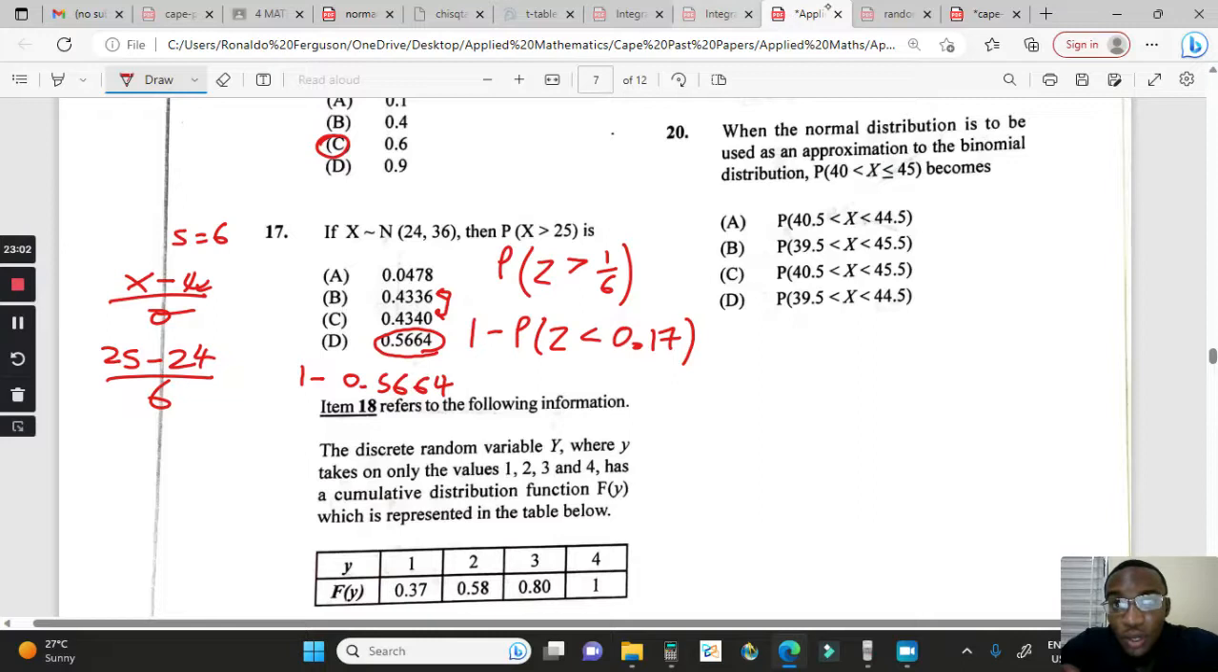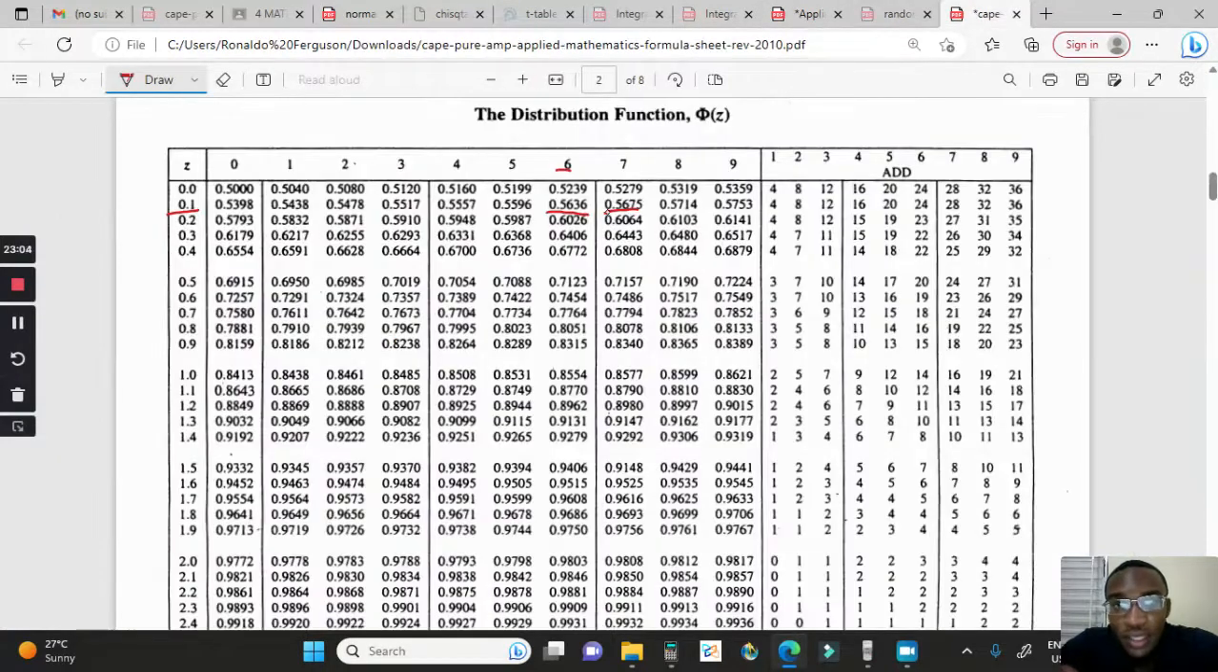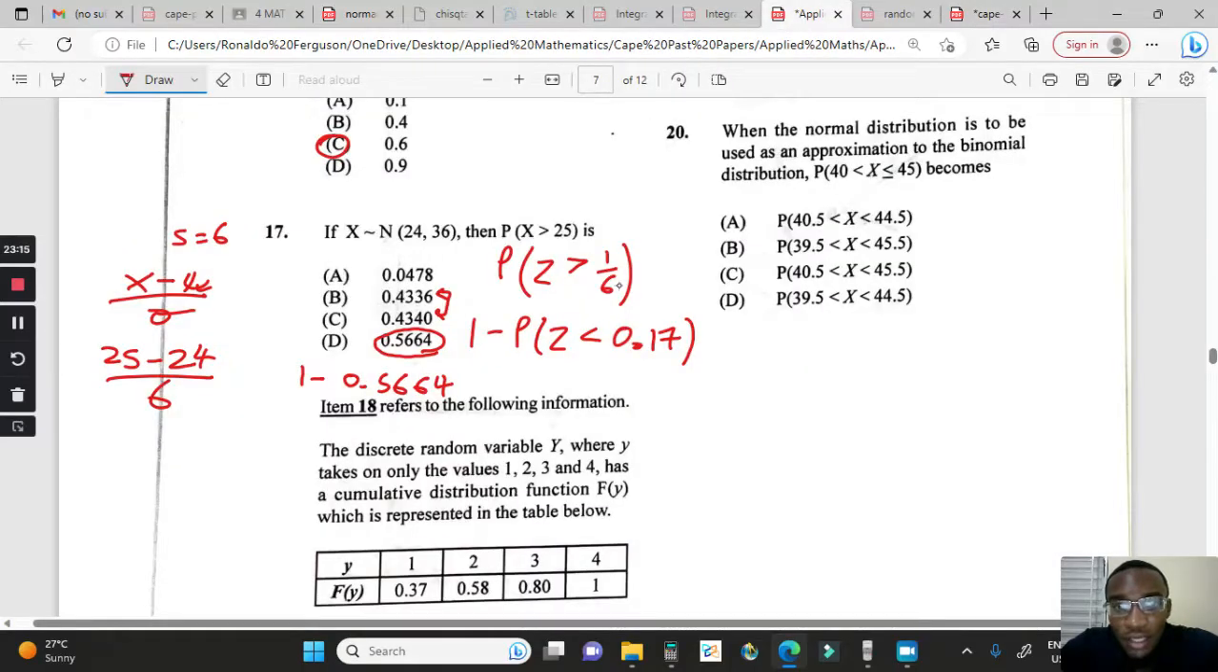So that's the number that you'd actually subtract from 1. Notice from our table, we get 0.5636 for 0.16, and for 0.17 we get 0.5675. But the number in between, which is 1 over 6, 0.167, would be the number in between those two answers. Then we subtract it from 1. So this is the distractor, and this is the correct answer.